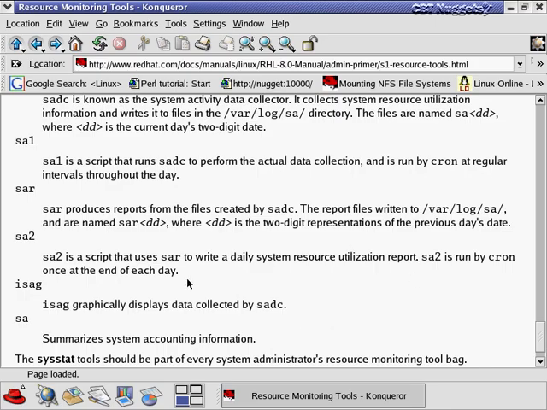So you can set up these scripts to run at various intervals. They tell you when they should run. sa2 should run once at the end of each day. The other one should run at regular intervals throughout the day. And then you'll have all of this data on hand.